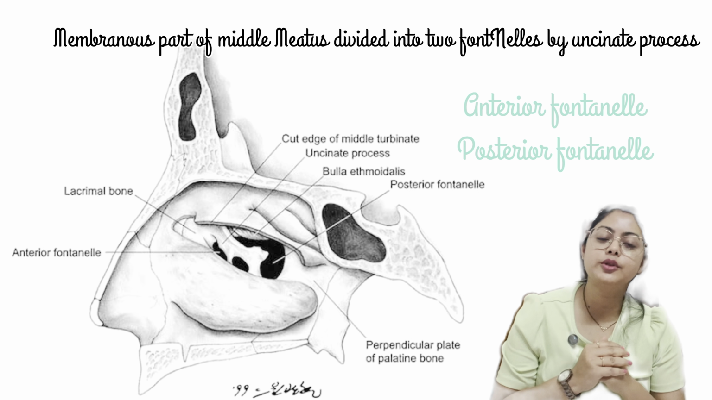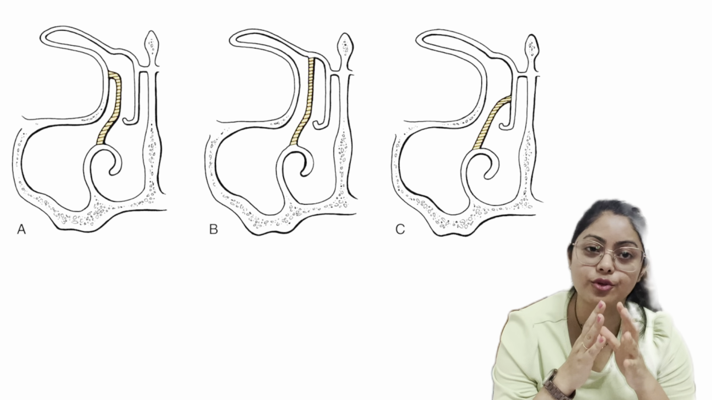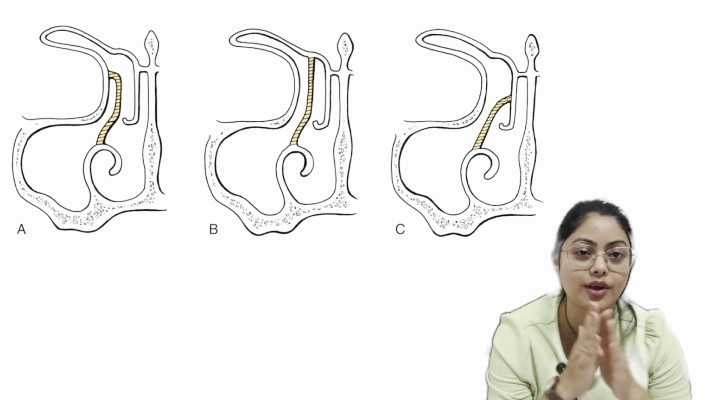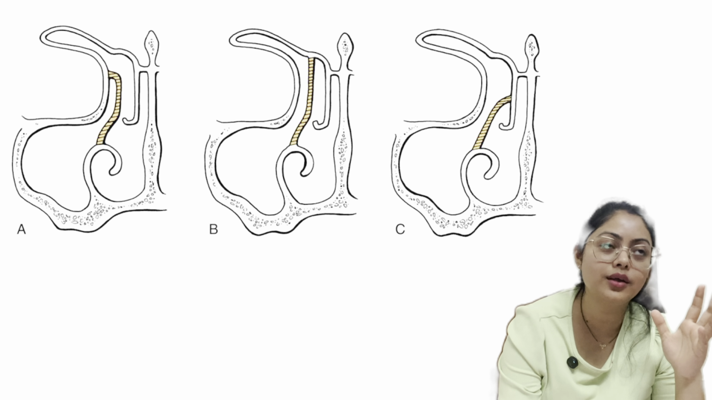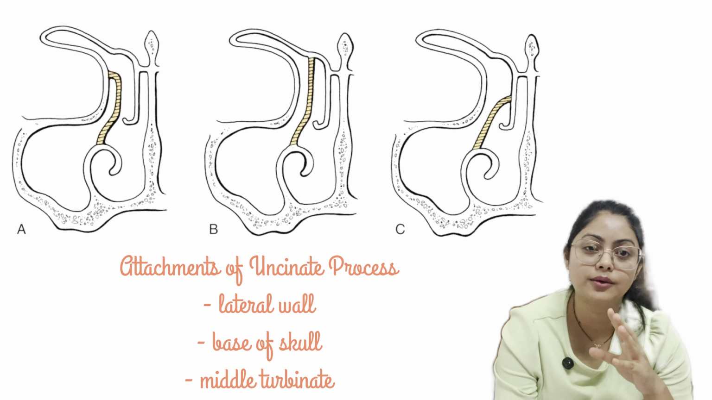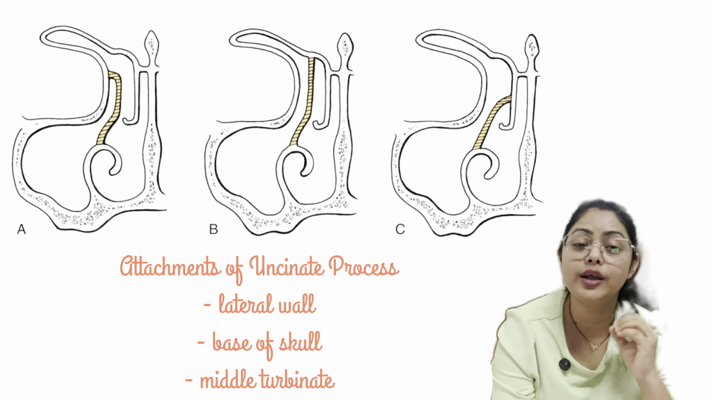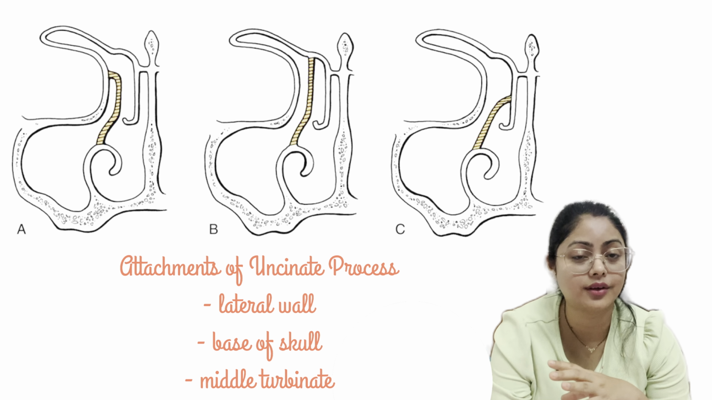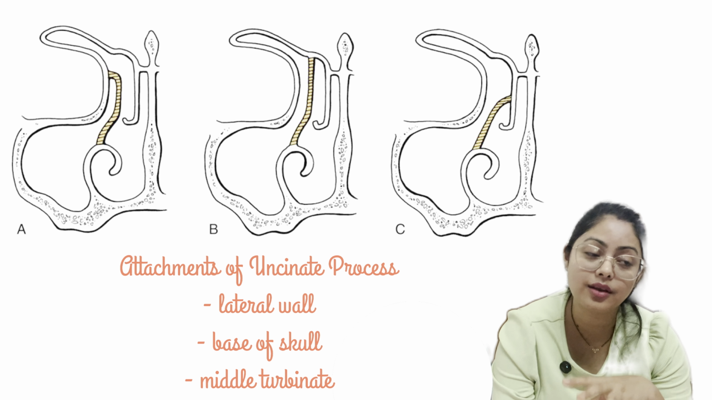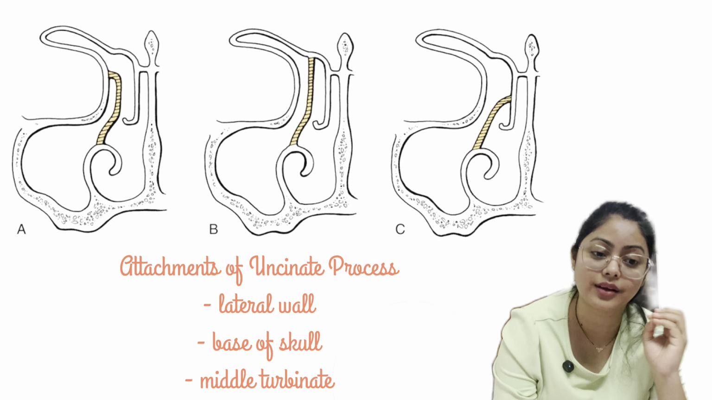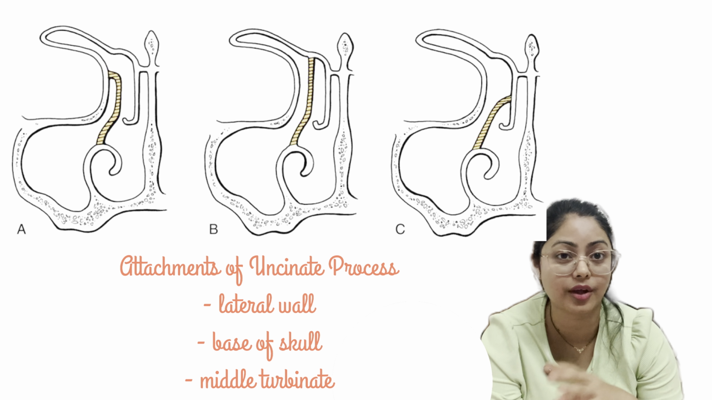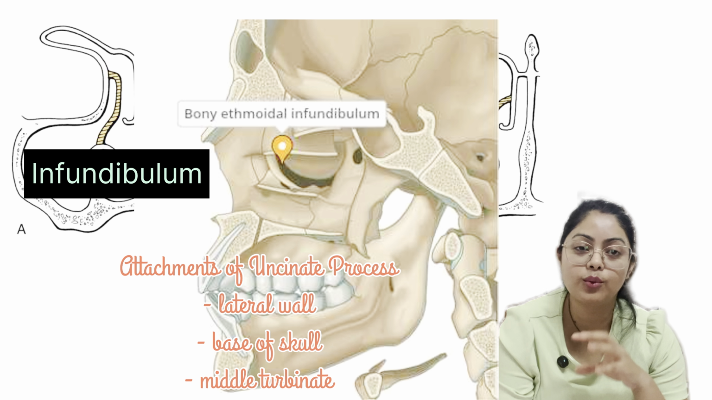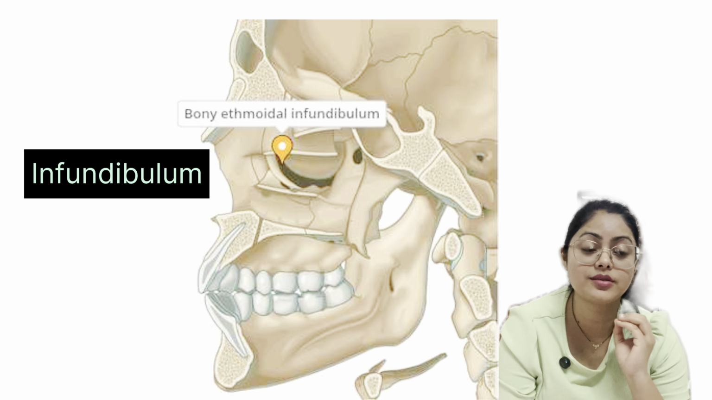The upper attachments of the uncinate process show great variations. It might be attached to the lateral nasal wall, it might be attached to the base of the skull, or it might be attached medially to the middle turbinate. Hence, these variations in the attachments actually affect the drainage of the frontal sinus accordingly. Now, here is another term which is known as the infundibulum.